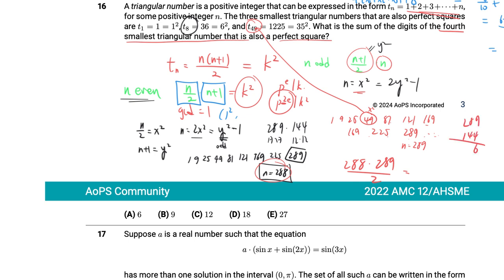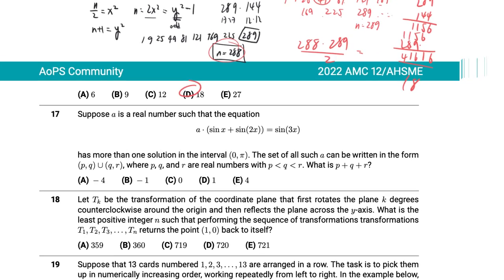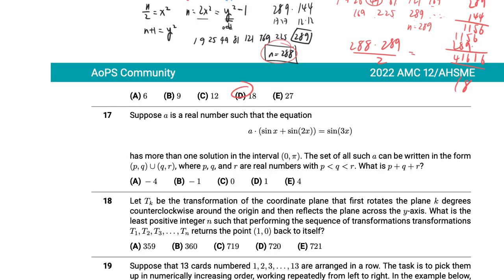That would be 41616, and we get 18. So D. All right. This next one, we have this equation that has more than one solution in this interval.